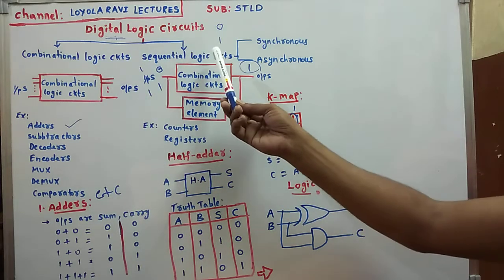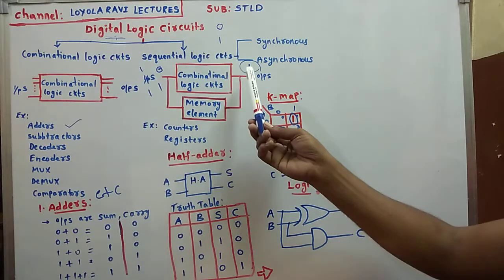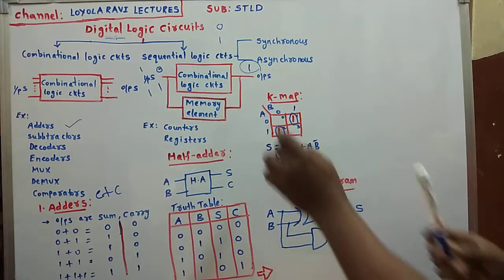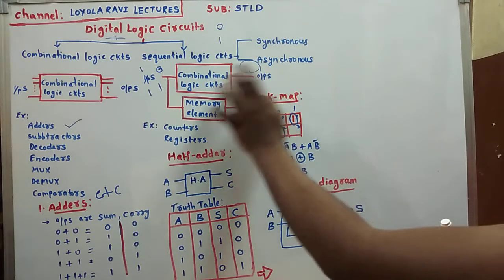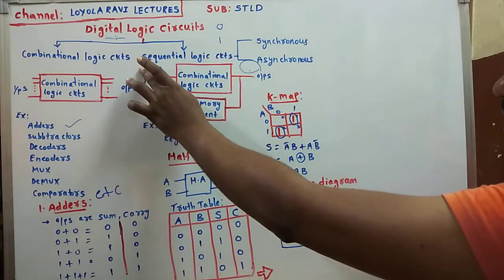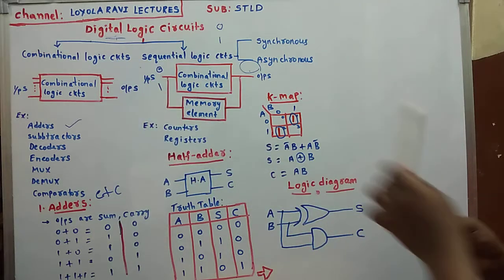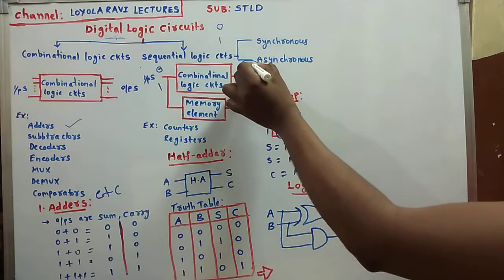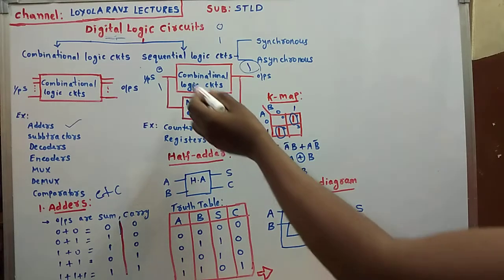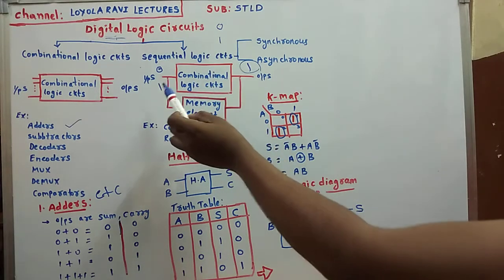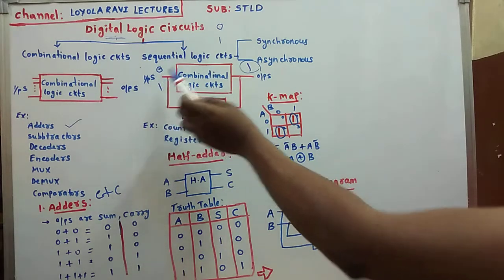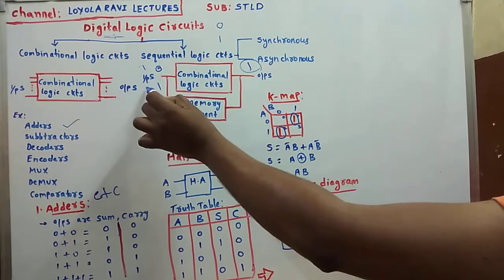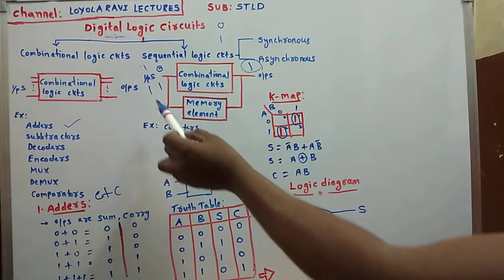Coming to the sequential logic circuit, the output depends on the combination of inputs as well as the previous output. Let us take my input combination as 0 1 and my output is 1. So for this diagram I am taking 0 and 1 as the input, my output is 1. And I am taking another combination, that is 1 1, for the next operation.